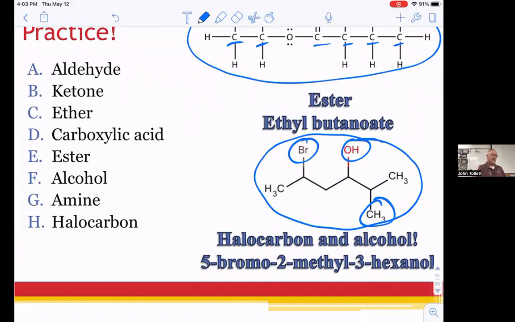And I think it's the second. I think it would be named 1, 2, 3, 4, 5, 6 here. So this would be 5-bromo-2-methyl-3-hexanol. Oh, there it's right there: 5-bromo-2-methyl-3-hexanol. Yeah, right there.